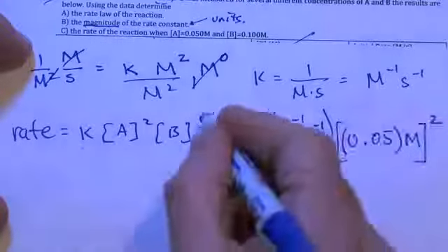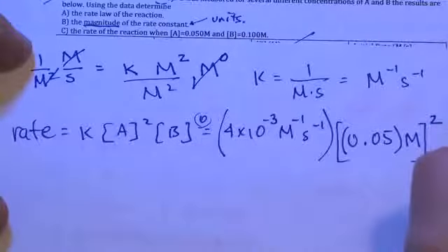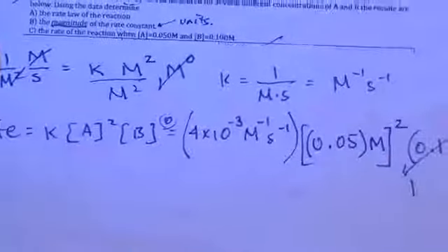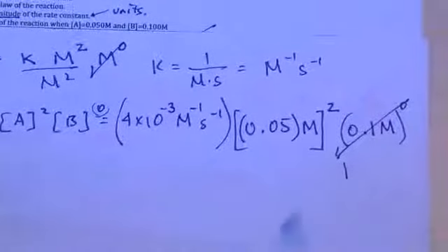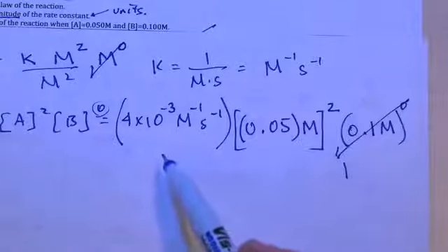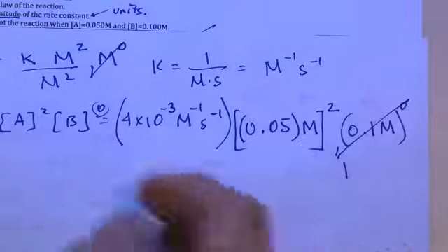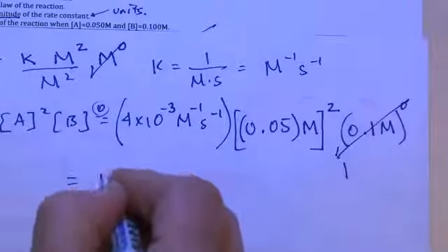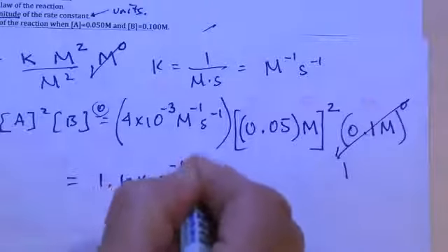And then B is not going to make a difference because it's to the 0 power, but I'll still put the number in there. It's 0.1 molar, and that is all to the 0 power. And of course that's just going to go away, and that's going to be 1. And then I need to square the 0.05 and multiply it by the 4 times 10 to the negative third. And if I do this, I end up with 1.6 times 10 to the negative fourth.